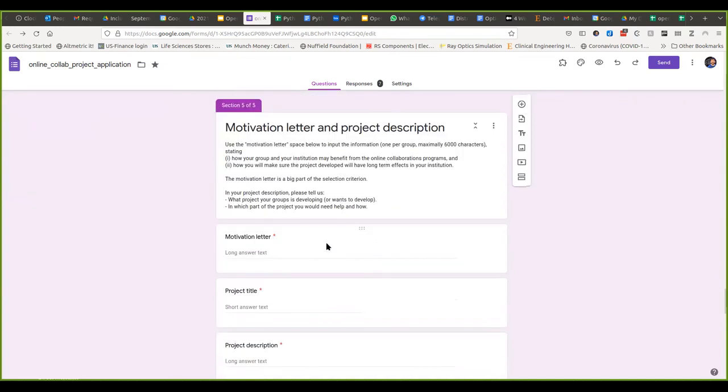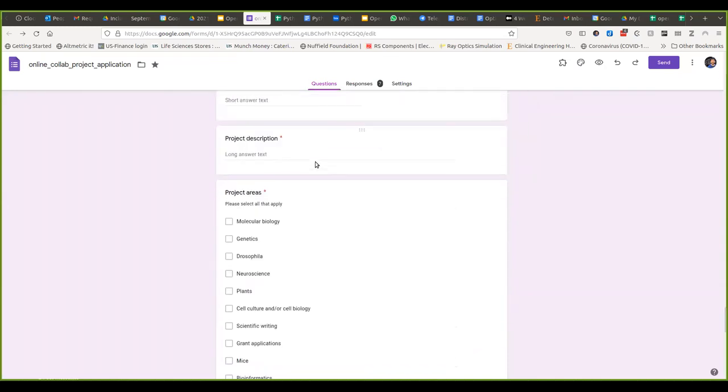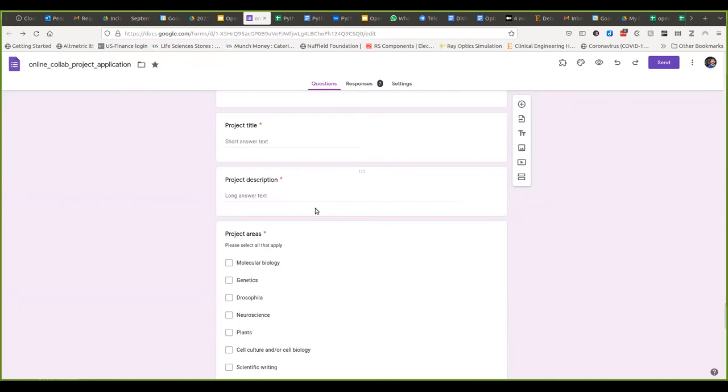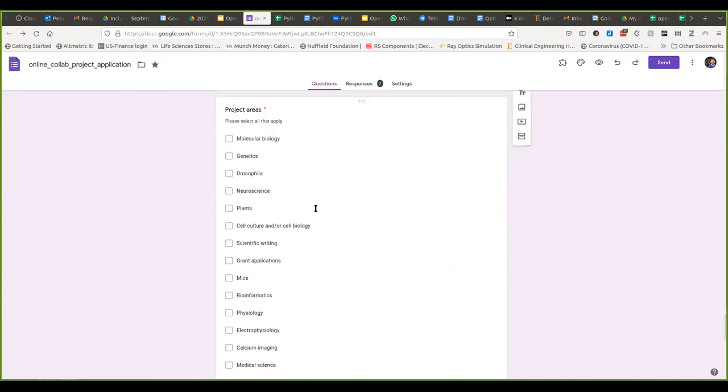And then later we want a motivation letter, and here we describe what we want in a motivation letter and a little project description. So let's say your project is about finding alternatives for the use of animals in toxicology. You would say, my project is alternatives to IC50 assays using open source hardware, and then you describe it. We use too many animals in research, and therefore we want to find an alternative, and we would like to do this using cell culture and open source hardware. Please find us an expert that could help us with that.